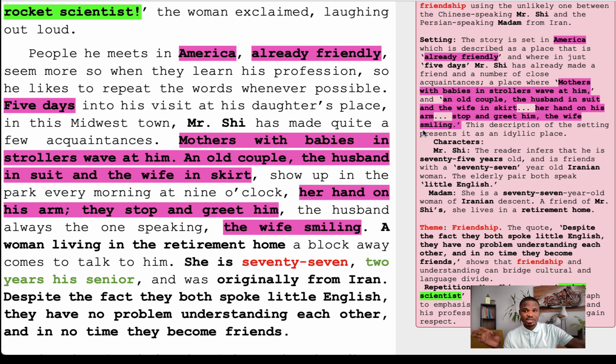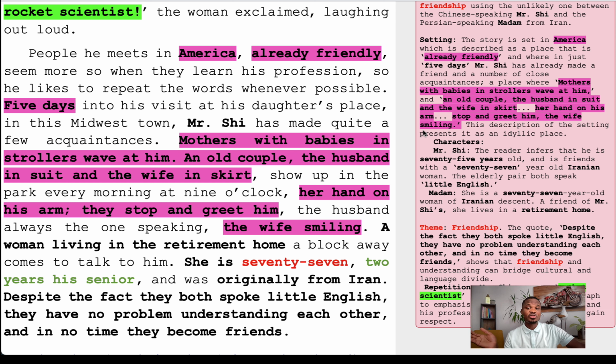His friends with a 77-year-old woman of Iranian descent. The elderly pair both speak little English. That's what Lee tells the reader. So the narrative voice tells the reader that both of them speak very little English, but they're able to communicate and form a friendship. Now, Madame, on the other hand, who is the second character, she's 77, right?